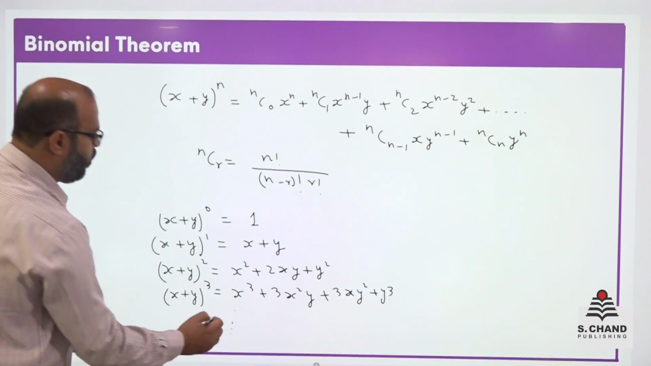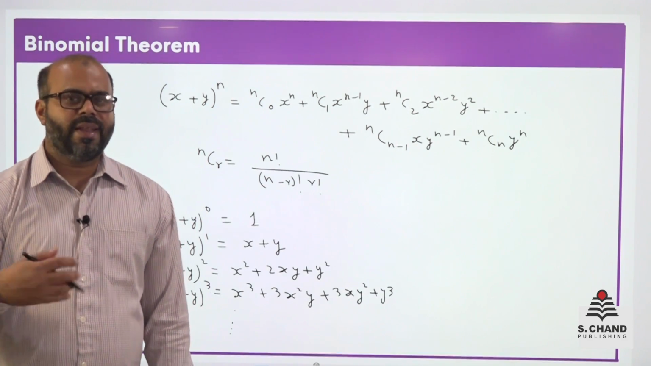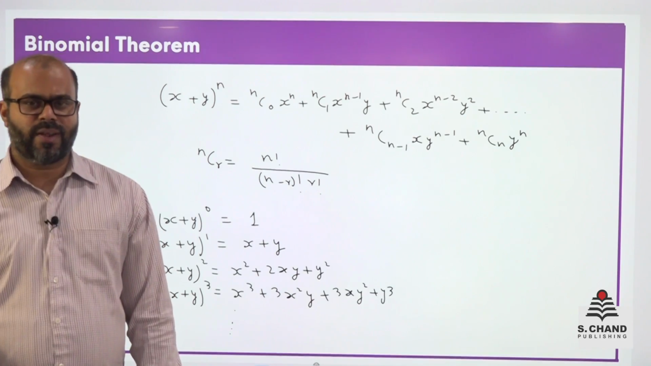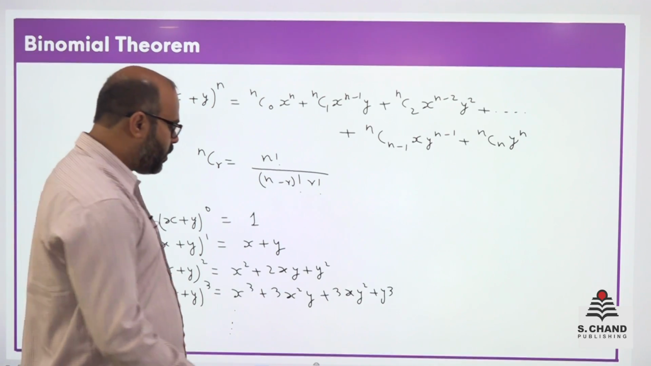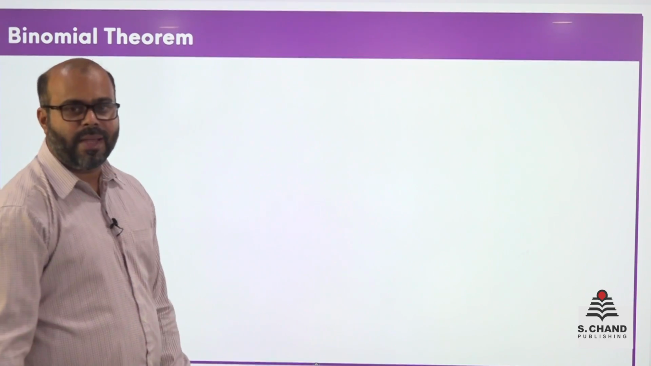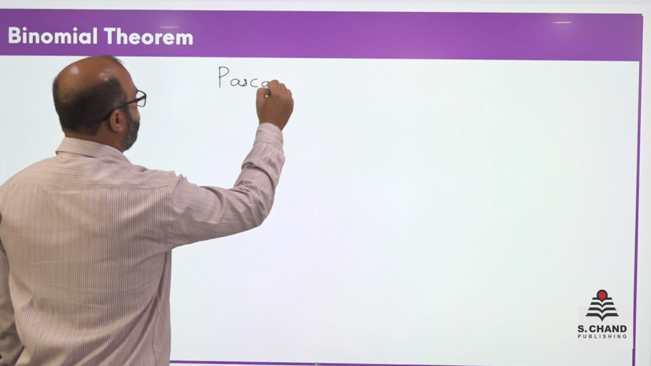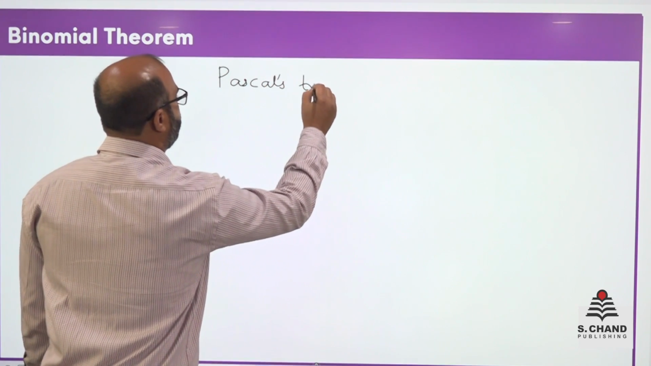Similarly, we proceed for (x + y) to the power 4, then (x + y) to the power 5, till any natural number we take as the power. Now, what is the observation about the binomial coefficients here? That there is a formation of Pascal's triangle. So, there is a Pascal's triangle which is getting formed.